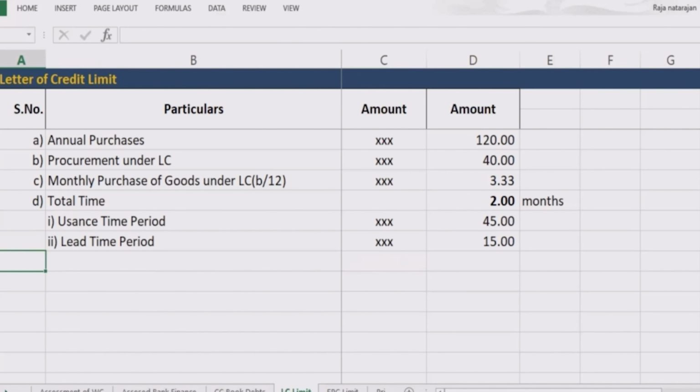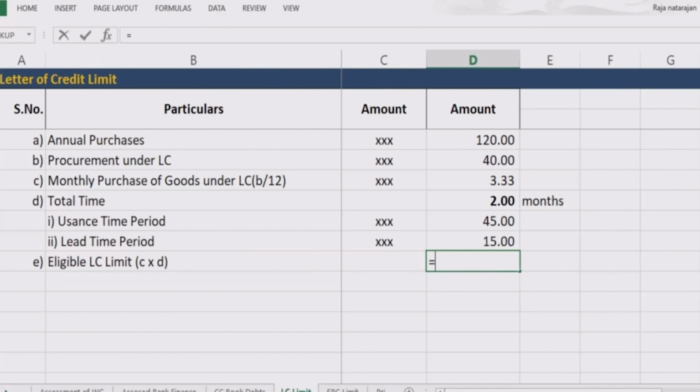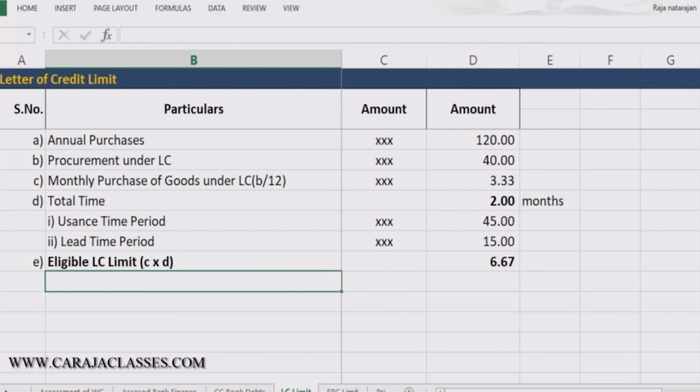So I can say item E, eligible LC limit is nothing but item number C multiplied by D, which is 3.33 crore per month multiplied by 2 months. So this is the eligible LC limit, and this is how LC limits are assessed.